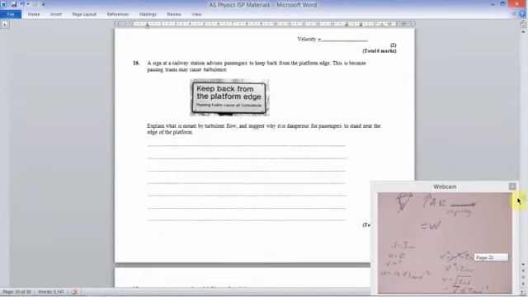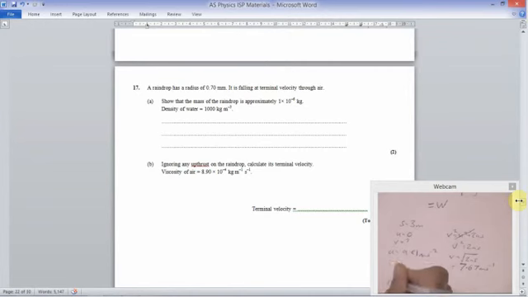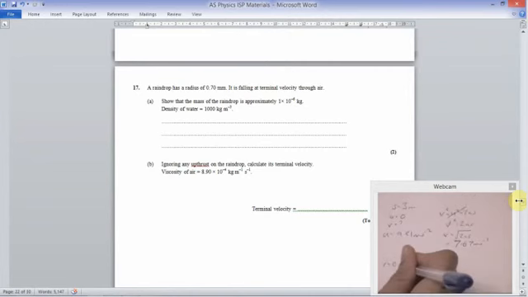So question 17 is asking about a raindrop. It's got a set radius of 0.7 millimeters. So remember that is 0.7 times 10 to the minus 3 meters. It's falling at terminal velocity. Show that the mass of the raindrop is 1 times 10 to the minus 6, and the density of water is this.